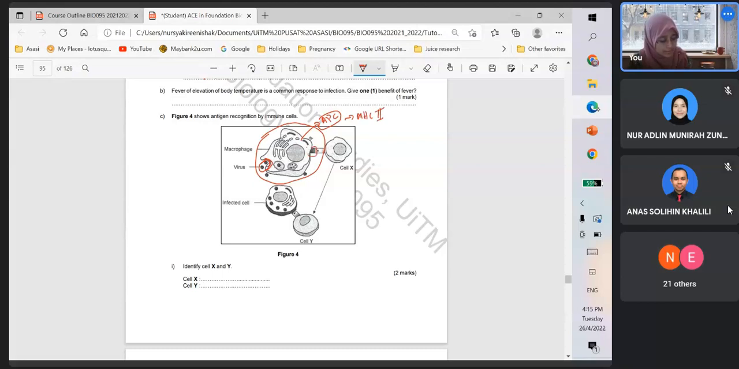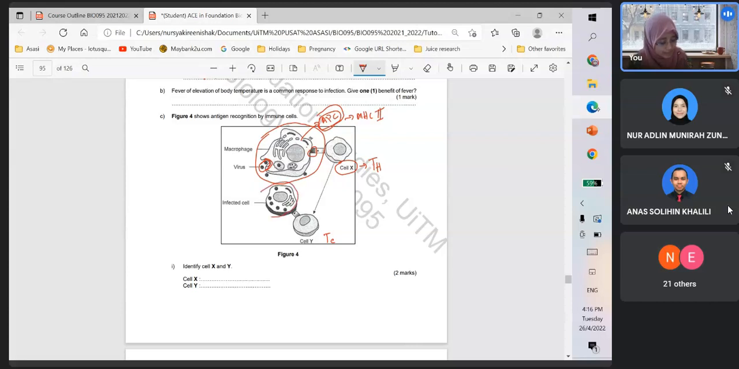So dia akan present kepada sel apa? Sel X. Sel X ni tadi awak cakap cytotoxic T cell. Fungsi cytotoxic T cell adalah untuk destroy infected body cell. Bukan dia bukan untuk destroy APC. So supposedly this one is what? T helper. Okay. T helper cell. So cell X is T helper cell. Kalau sel Y dia sebenarnya adalah yang cytotoxic T cell ataupun T cytotoxic cell.